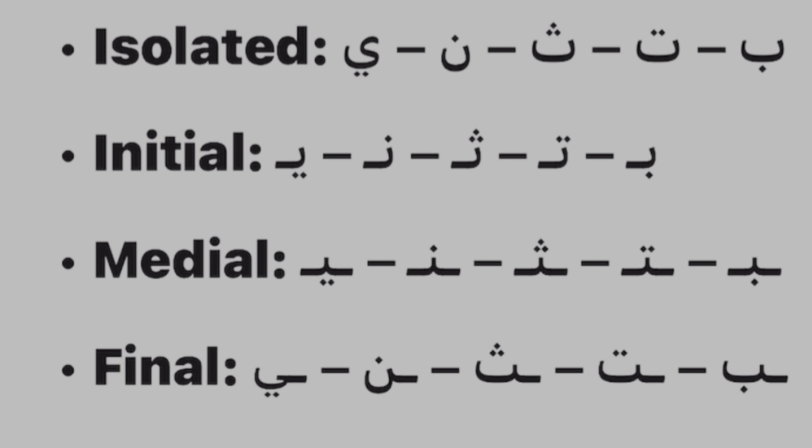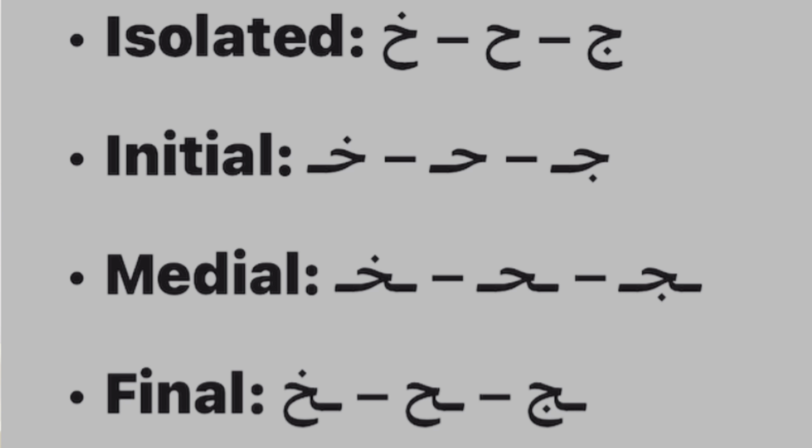Our first group includes ba, ta, tha, nun, and ya. These letters follow the same pattern in their initial, medial, and final forms, except for nun and ya, which extend below the line in their final form. Next, we have jim, ha, and kha. These letters have a loop shape at the bottom, and they follow a similar pattern when connecting. See how the loop stays the same? That's an easy way to recognize them.